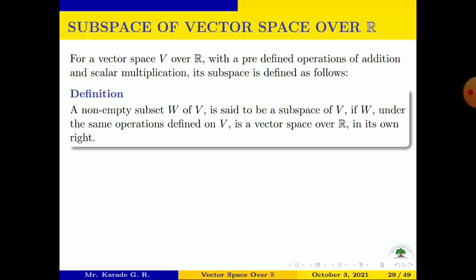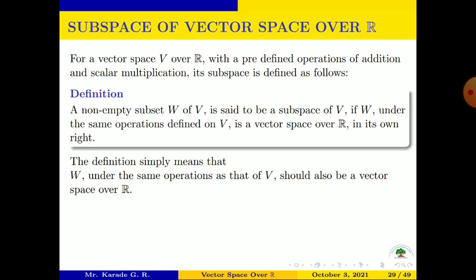Means if we have a vector space V and a non-empty subset W of V, we say that W is also a subspace of vector space V if W itself is a vector space under the operations of addition and multiplication defined on the vector space V. Okay, so this is the simple definition of subspace of a vector space V. The definition simply means that W under the same operations as that of V should also be a vector space over R.